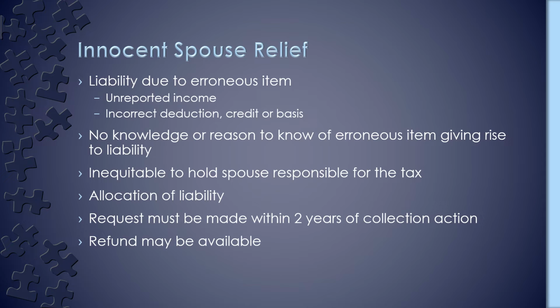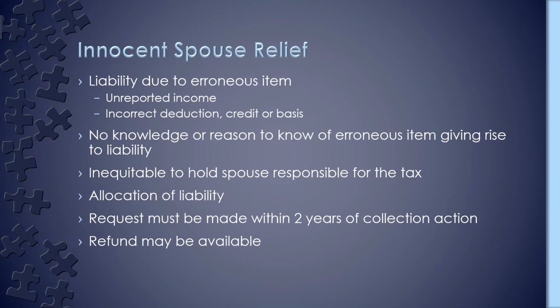Now, if you do qualify, liability will be allocated based on the erroneous item. So if you both file a return where everything except for one particular item is right, you're not going to get liability for your spouse's tax liability related to the properly reported salary or wages and other items.